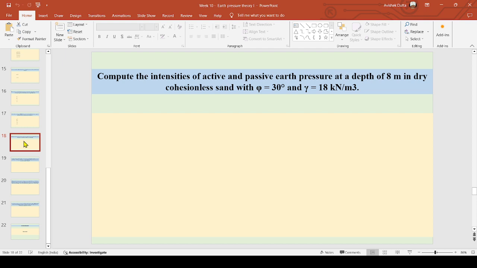Compute the intensities of active and passive earth pressure at a depth of 8 meter in dry cohesionless sand with phi equal to 30 degree and gamma equals to 18 kilonewton per meter cube. Phi is the angle of internal friction and gamma is the unit weight of the soil. Here it is cohesionless sand. The depth of the soil is 8 meter.